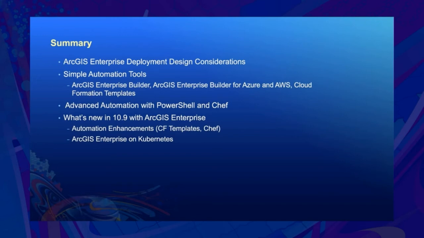We also reviewed Amazon Web Services CloudFormation templates. We then walked through advanced scripting automation using PowerShell and Chef. And lastly, all the exciting features coming at 10.9, including a new deployment option of ArcGIS Enterprise on Kubernetes, and all of the enhancements with CloudFormation templates and Chef.